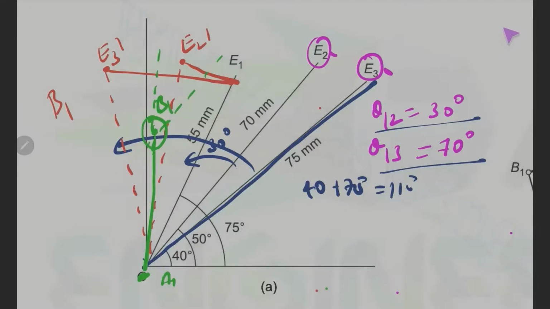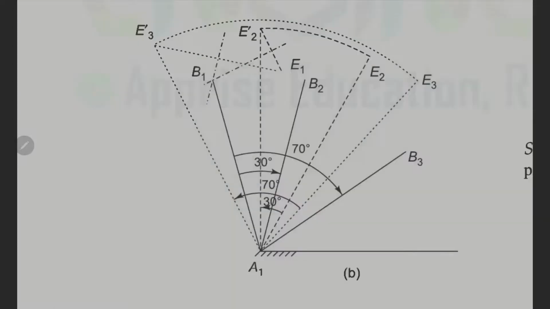Let us proceed to the next step. What we are looking at here is the cleaner version of what I have drawn on the whiteboard. Here we can clearly see B1 is on the perpendicular bisector of E1 E3 dash and the perpendicular bisector of E1 E2 dash.